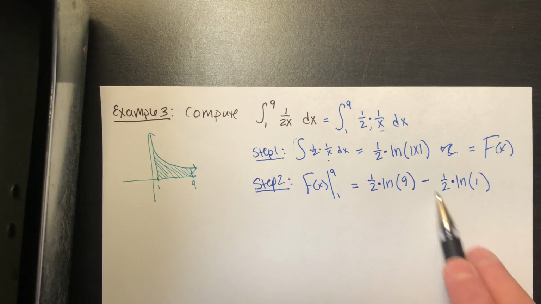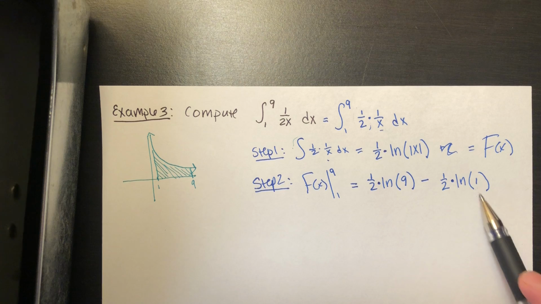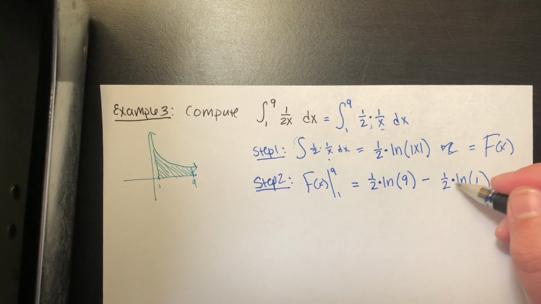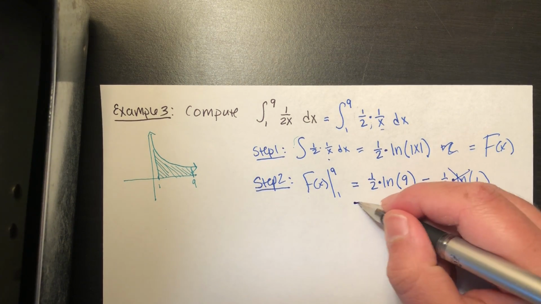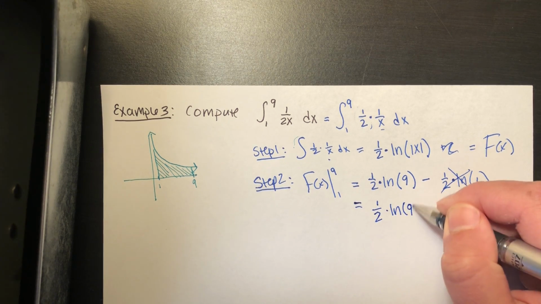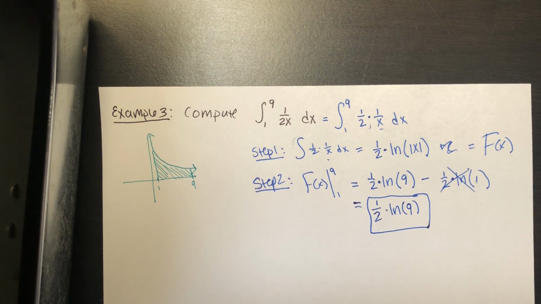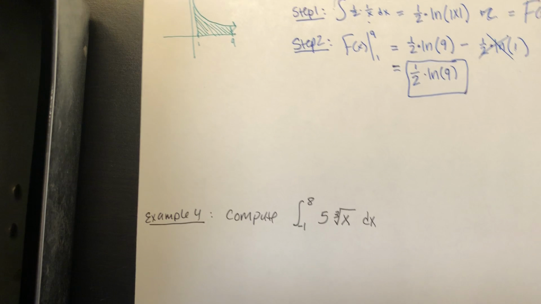What is the natural log of 1? Well, that's 0, because e to the 0th power is equal to 1. So ln of 1 is 0. So this whole term goes away, and we're just left with 1/2 times the natural log of 9. Units squared. That's how much area is under the curve. Okay, just a couple more examples.